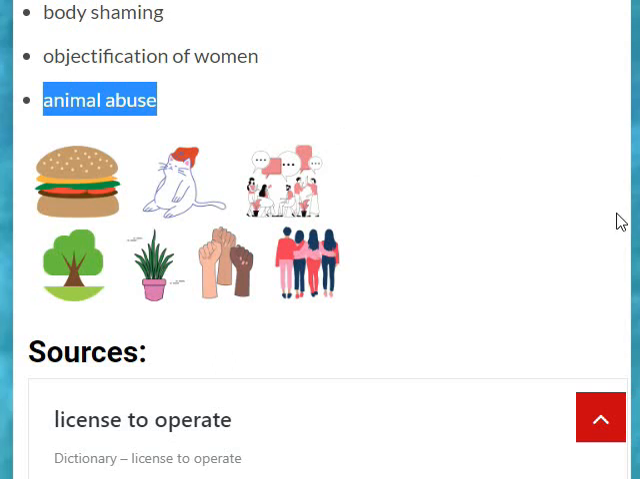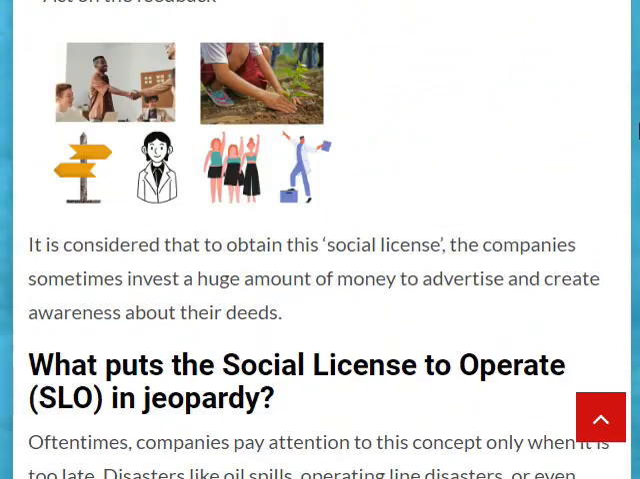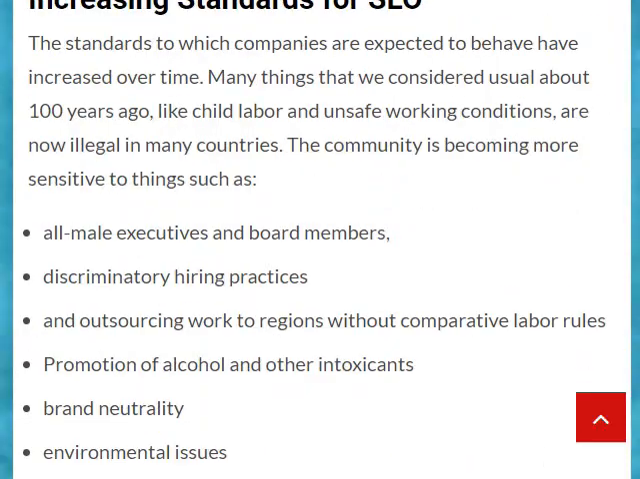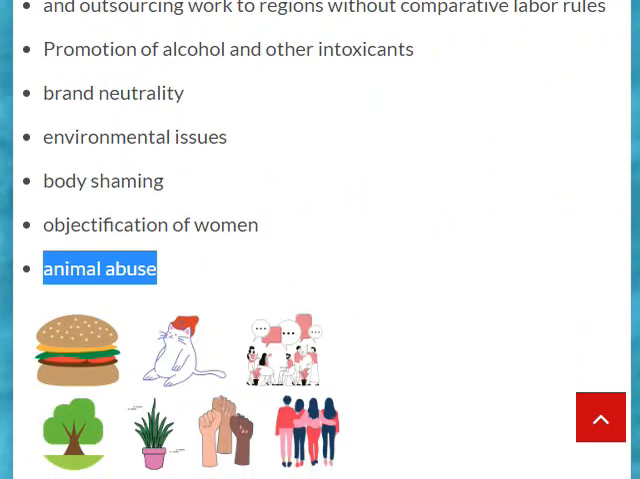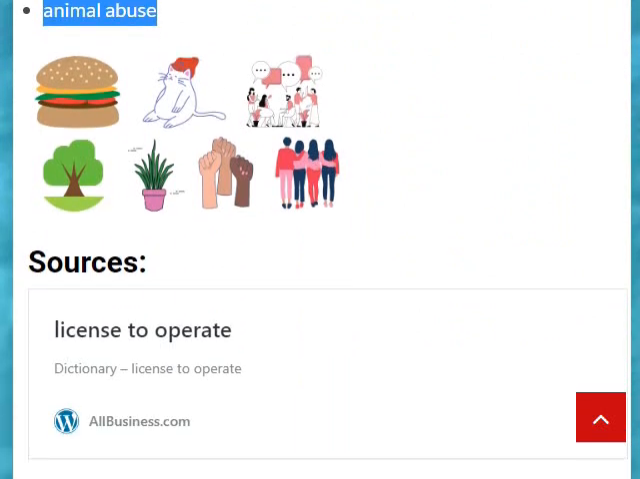So now that you have understood the importance of social license to operate, you have understood what it is about. I hope this helped you understand the concept of social license to operate and how it is associated with sustainable business practices, sustainability as a whole.